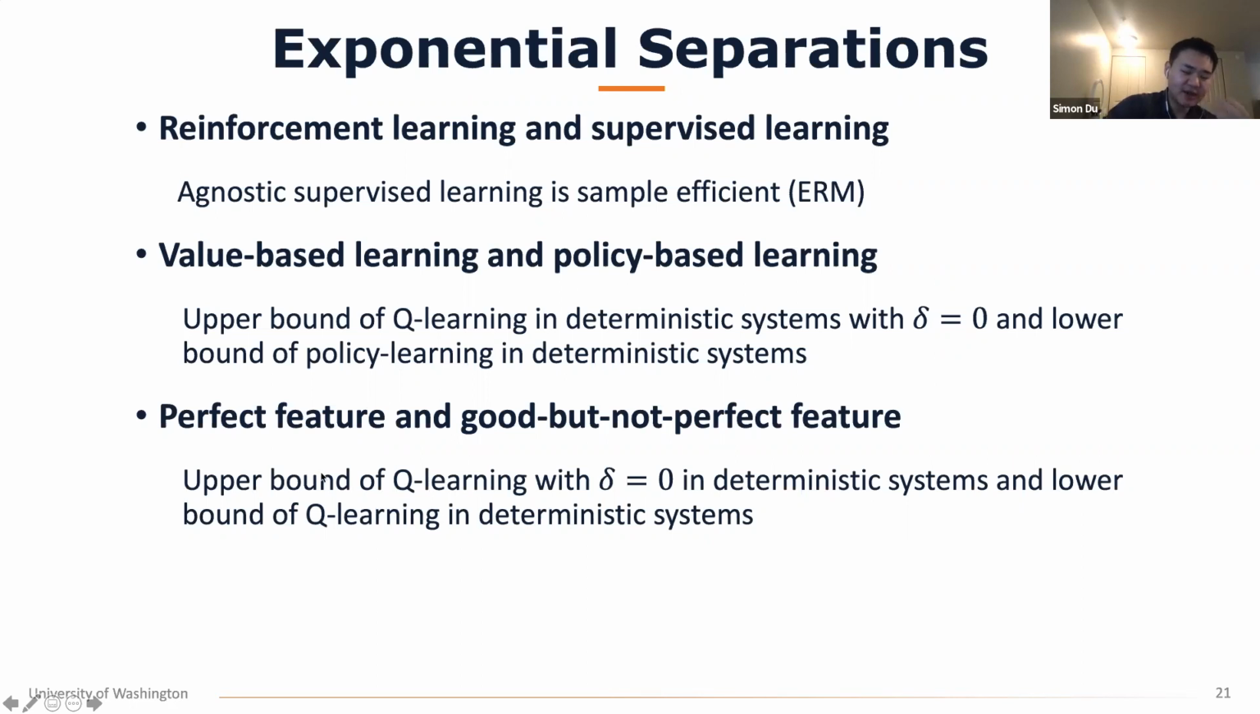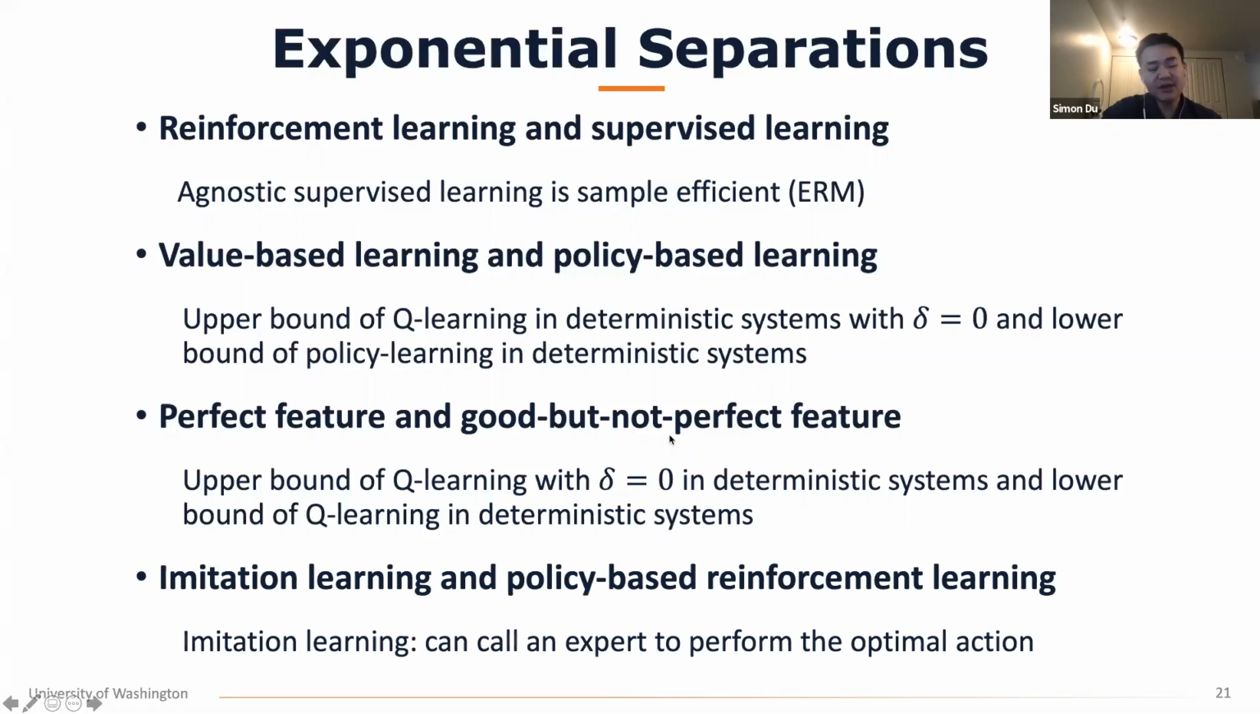Another separation is between the agnostic case and the realizable case. Again, we can consider the realizable case of Q-learning in the deterministic system, where we have a polynomial upper bound. But for the agnostic case, we have an exponential lower bound and need an exponential number of samples. So there's another exponential separation between a good feature for linear functions with zero approximation error, and a good but not perfect feature, where you have some features but they can only approximately represent the Q star function.